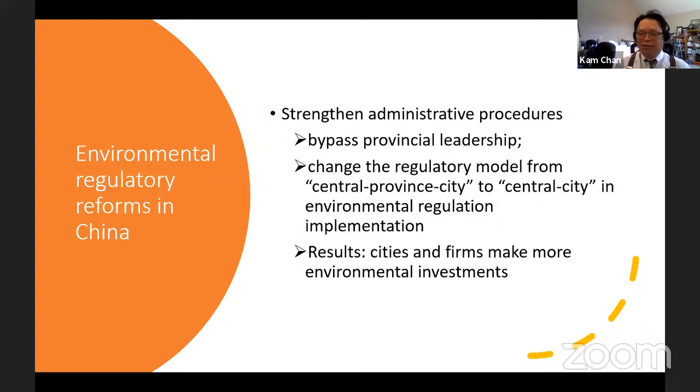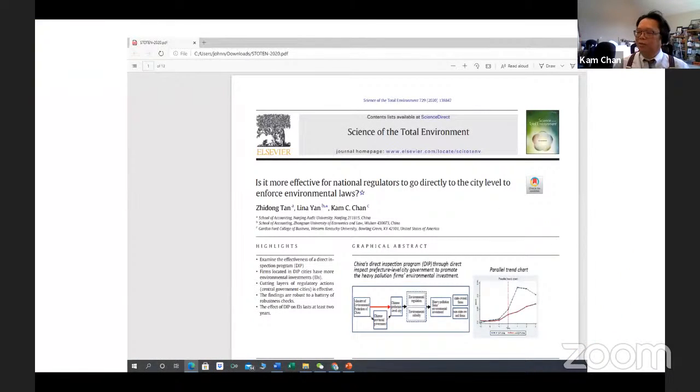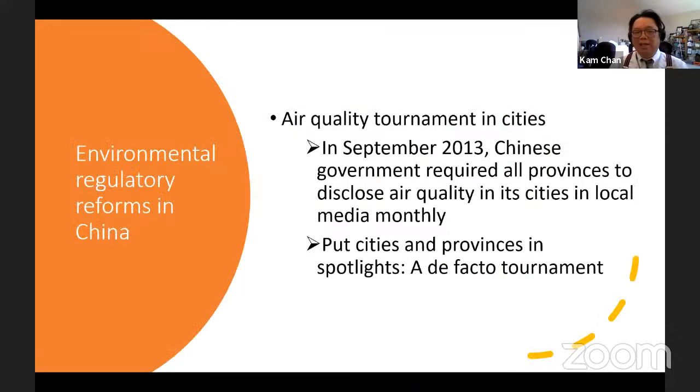Okay, so the result, unsurprisingly, is that the city level and the company level make more environmental investments, because in their financial statements they need to report the amount of environmental investments made. So after this inspector program, the city level and firm level investment increased. I recently published a paper on this in an environmental journal that particularly addresses this, and that's indeed the case.